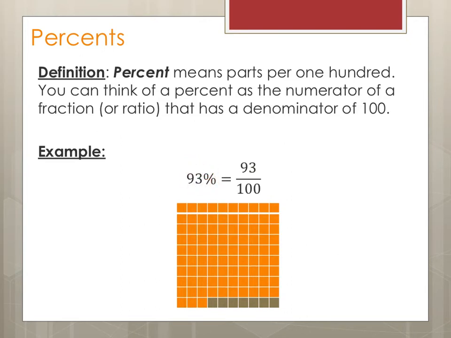We can look at this pictorially too. Here's a grid with 100 different blocks, and 93% of that is shaded in orange, 93 blocks out of the total 100. So this represents pictorially 93% of 100.